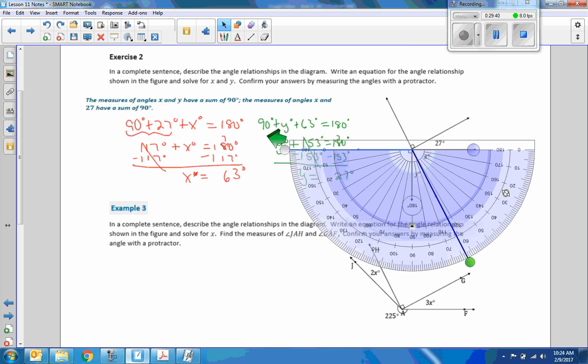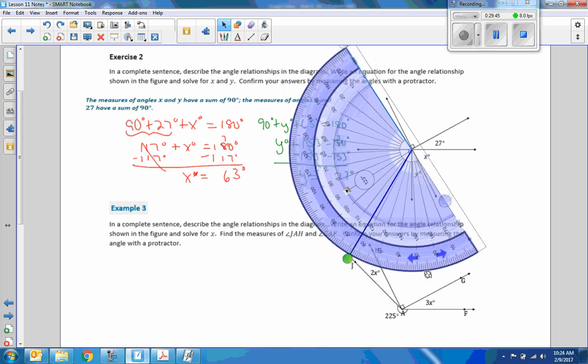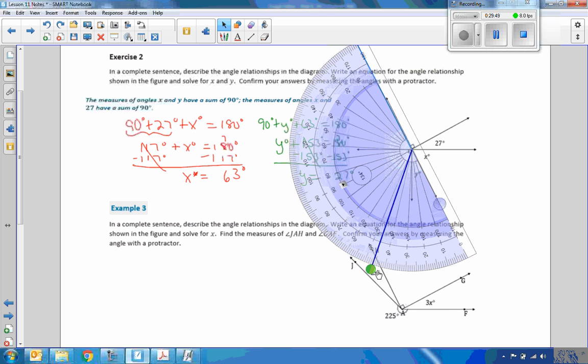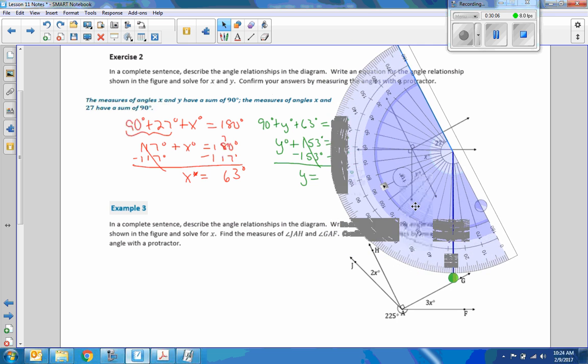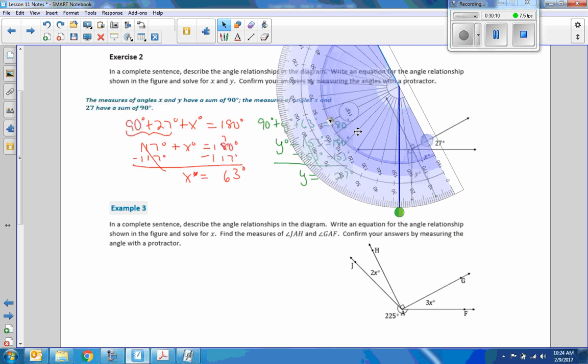Okay. Now I want to rotate this and put this line on one of the rays that forms y, which is right here, and then move this down to the other ray that forms y. So here's my angle y right here, and that comes out to be there's 27 degrees right there. Okay? There's 27 right there. And that's what I have, 27 degrees.